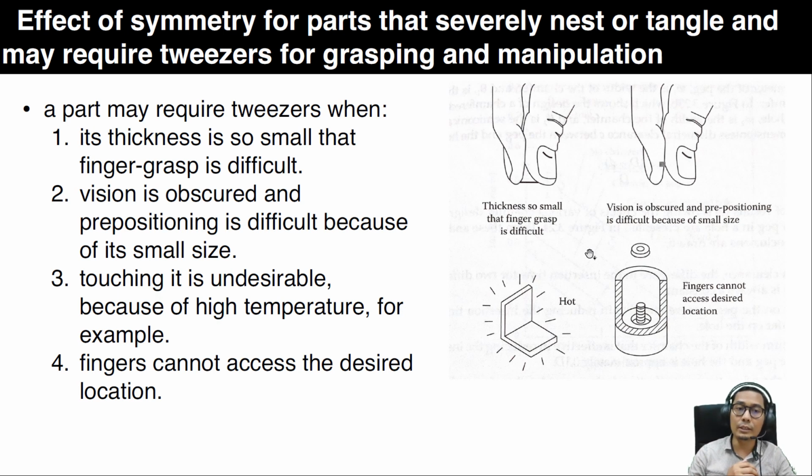A third condition is when touching it is undesirable because of high temperature, for example, and it's dangerous, or fingers cannot access the desired location. So you can see in the figure, you may need tweezers if the thickness is so small that your finger cannot grasp it, when your vision is obscured, when the part is hot, and also when the fingers cannot access the desired location, like in the figure when you would like to put the washer in a hole before you can tighten the bolt and nut.